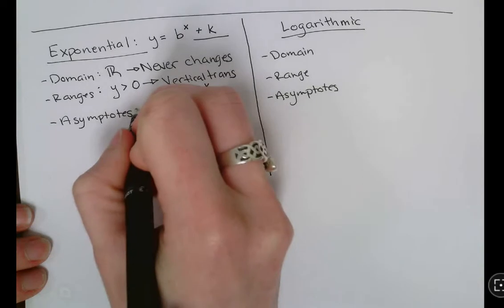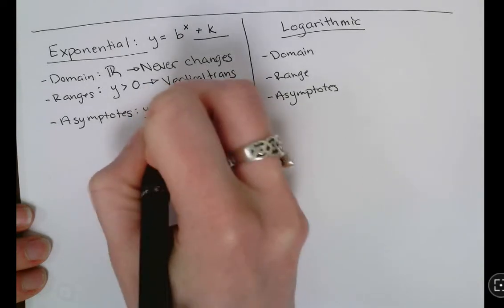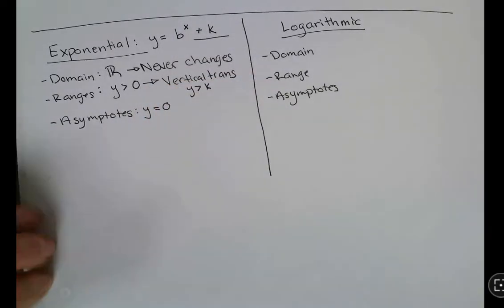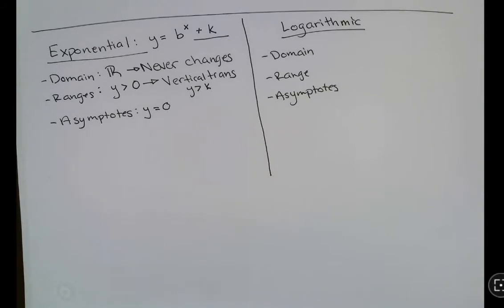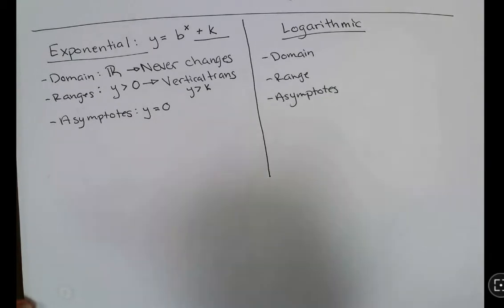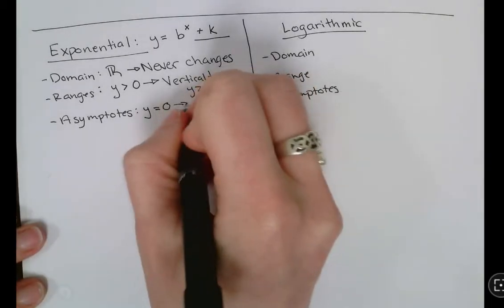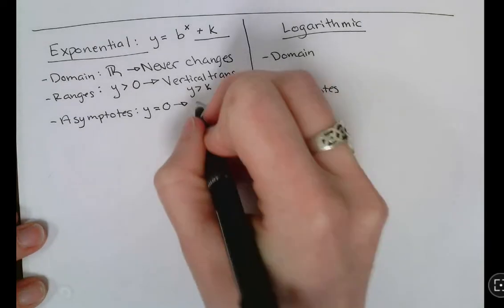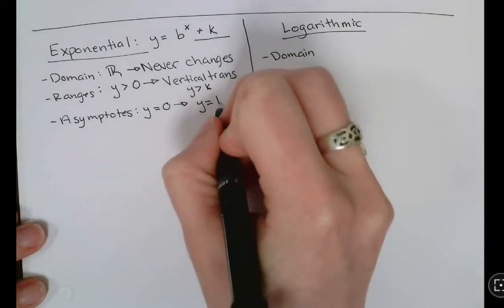Asymptotes work the same way for exponentials. It's y equals 0 though, because it's that line that it can't cross. If y has to be greater than 0, it can never cross it, it can never equal it. That is this line. The same thing applies as with our range. If it's translated, it's just y equals k instead.